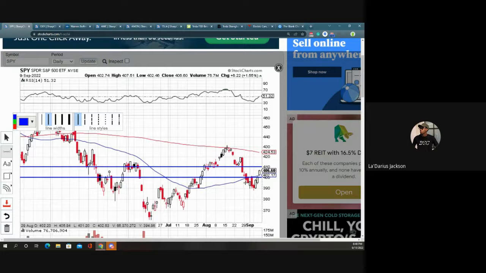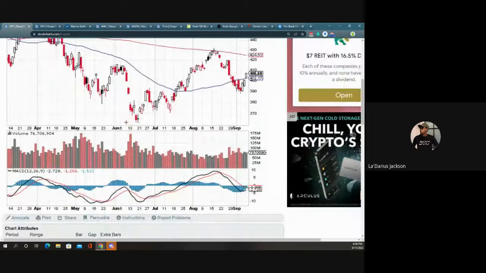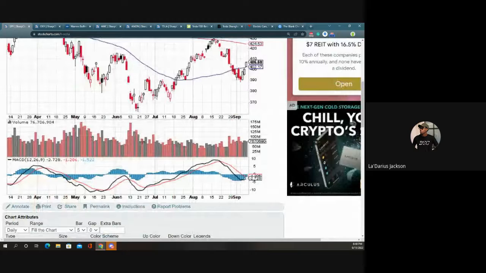All right, any other questions about support, resistance, candles, you name it? All right, cool. We covered this. Let's move on to the last two pieces, which are probably the easiest pieces.